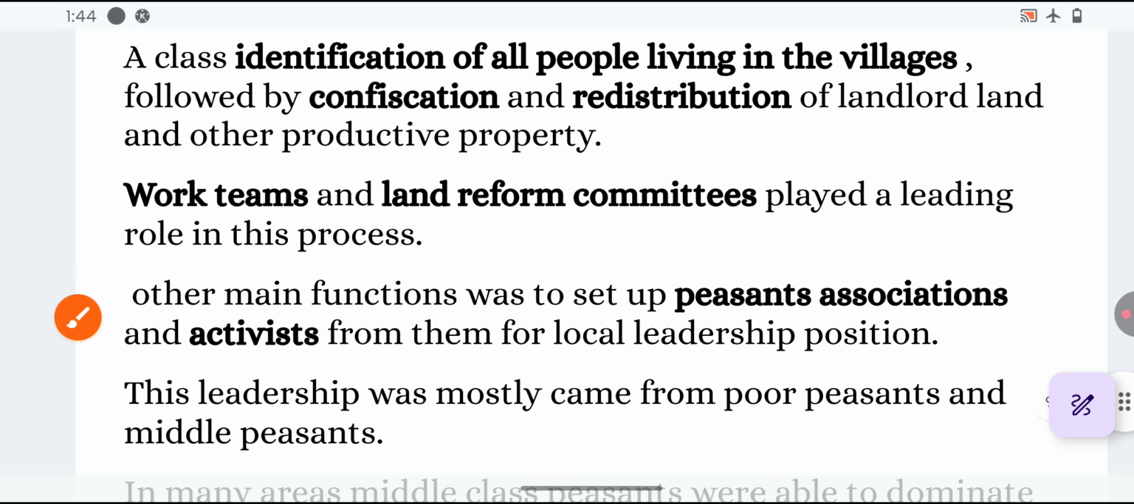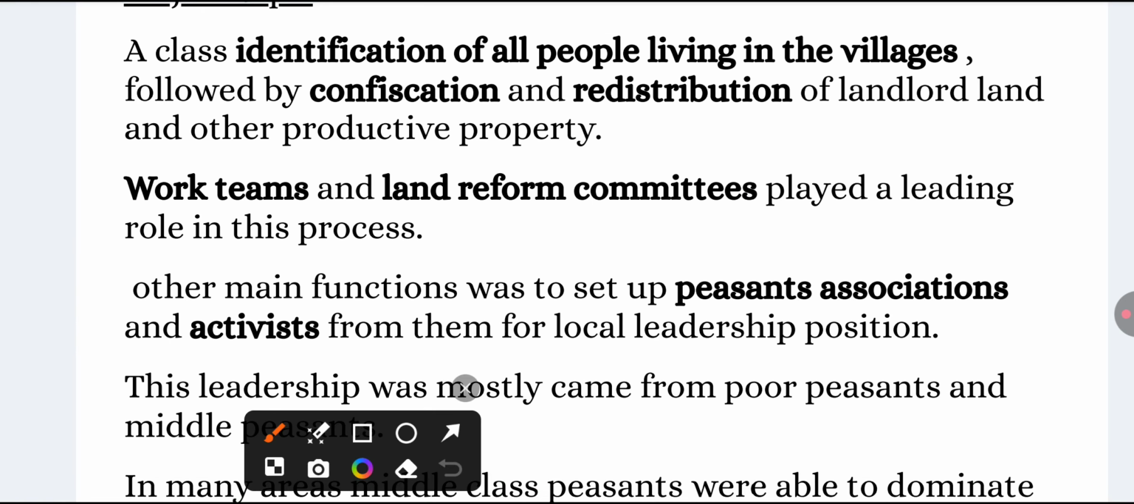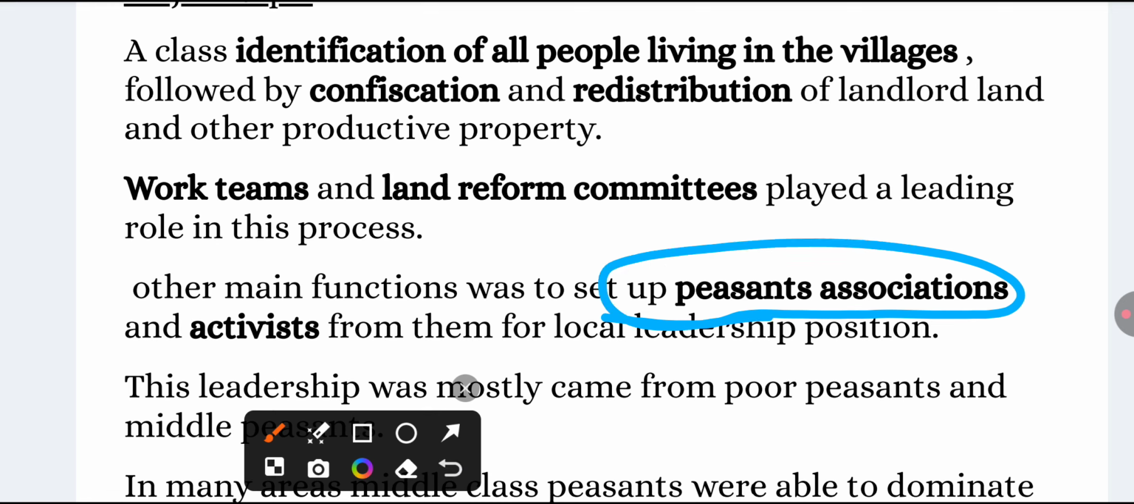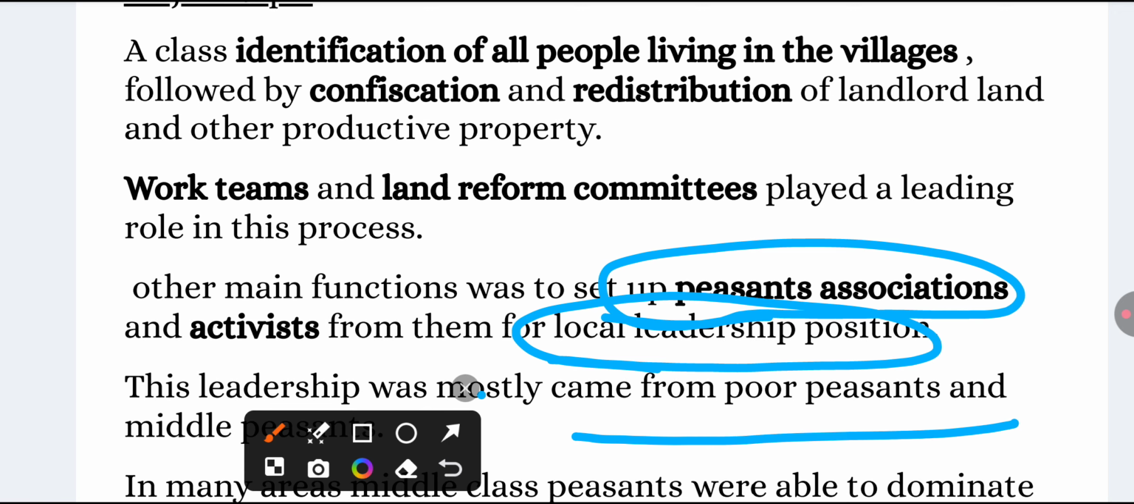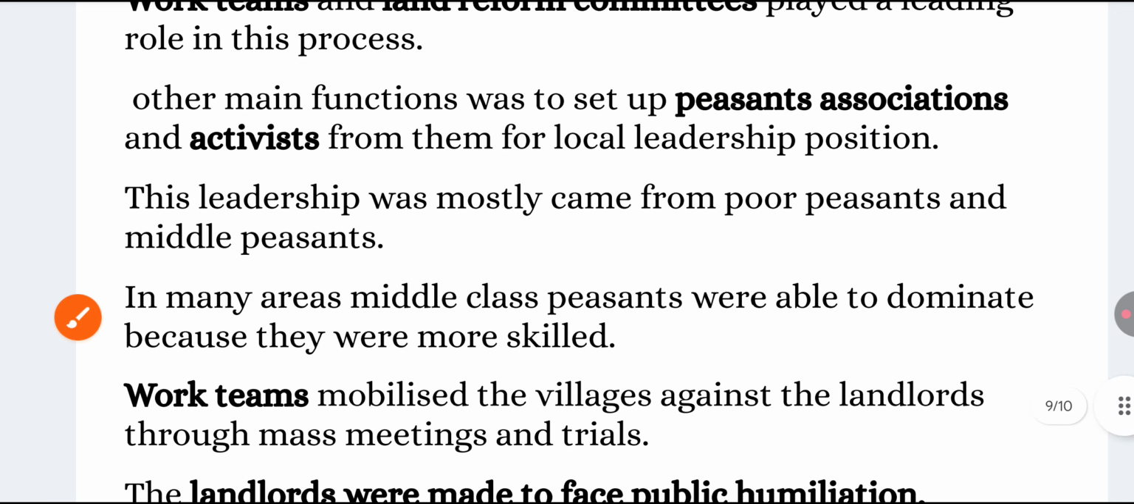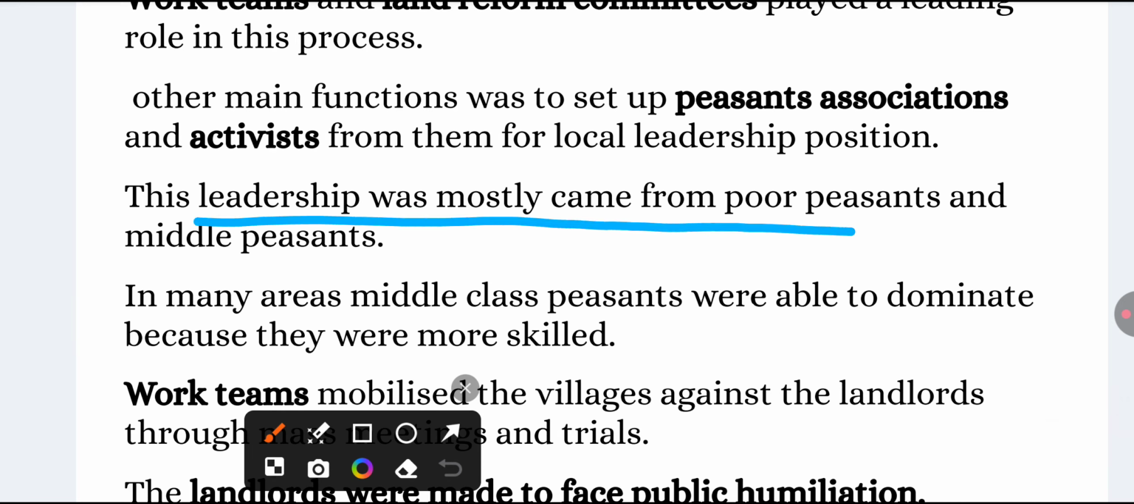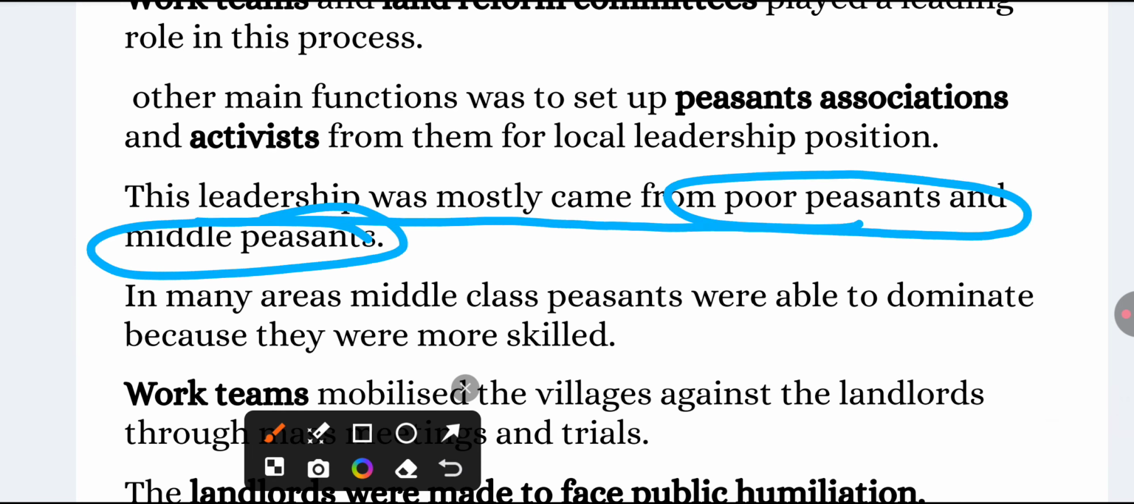The other main work of the work teams and land reform committees was to set up a peasants association, a farmers association. From that peasants association, they would elect local leaders for their village. This leadership mostly came from poor and middle class peasants.